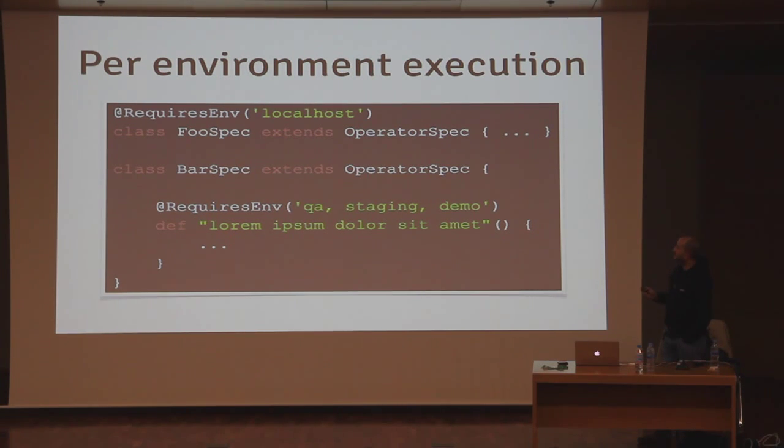So you can specify per specification or per feature method which environment or environments are required to execute that particular method or specification. The idea is that with a command line switch, you can specify which environment your tests are running against. So if I'm running, for instance, against the localhost, which is the default one, all the feature methods within the Foo spec class will execute, but this one will not be executed, right? So it's filtered by this Spock extension.